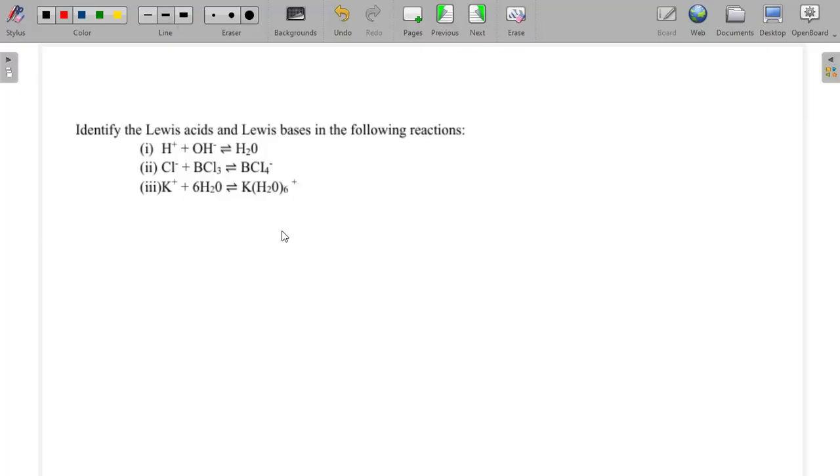In this tutorial, we are going to solve a question from your tutorial sheet 5 on acid and bases. Now the question is saying, identify the Lewis acid and the Lewis base in the following reactions. Okay, so now let's define what a Lewis acid is and what a Lewis base is before we answer our question. Okay, so let's start with the Lewis acid. What is a Lewis acid?